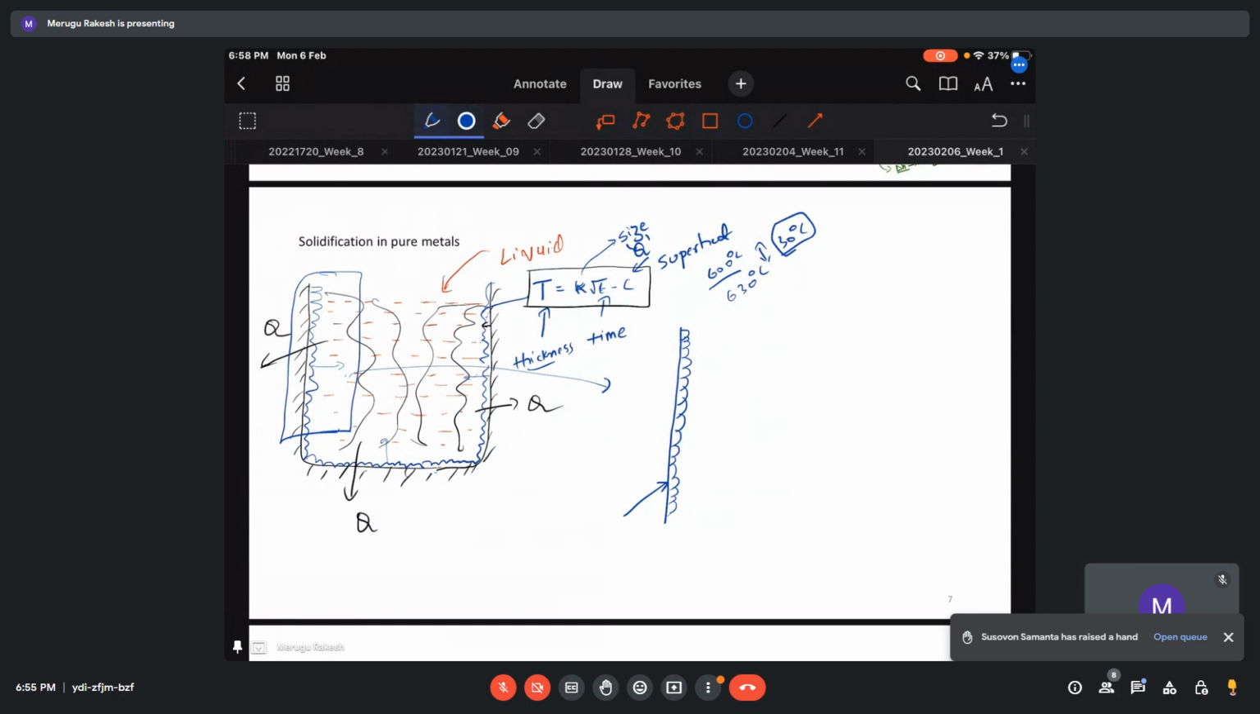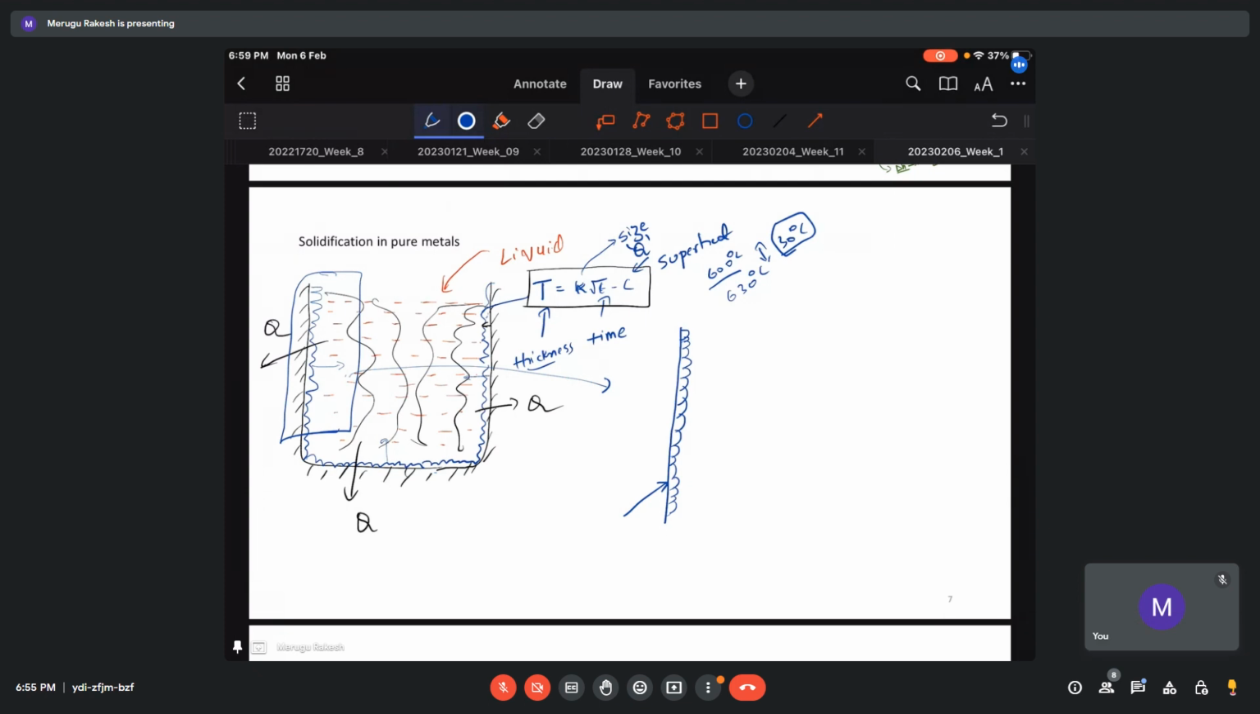Just one small announcement: if by chance you are getting any connection problem, just relog into the same meeting again. I think it is already 1 hour, but there are no disturbances such as that.